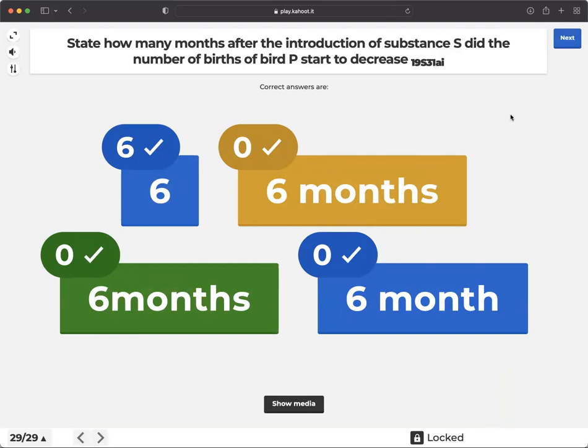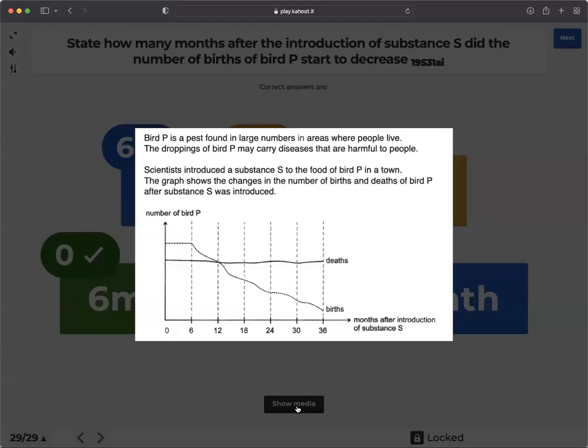Okay, so why only 6 of you got correct? So how many months after the introduction of substance S did the number of birds start to decrease? So substance S was introduced at where? After the month decrease. Can you see? It introduced at 0. It was introduced here.